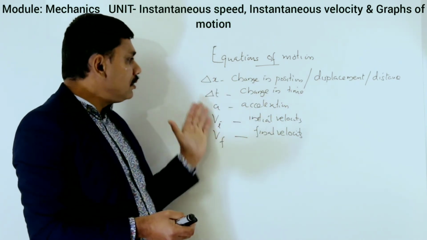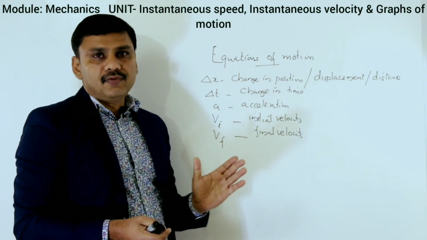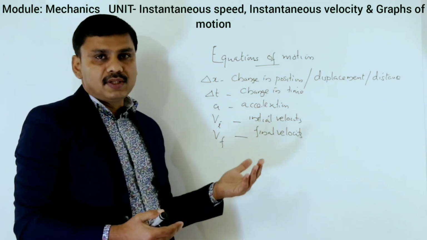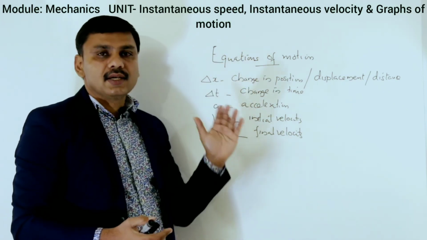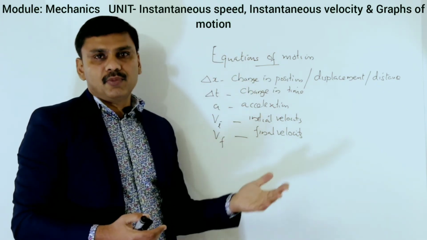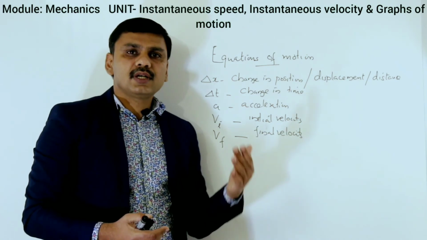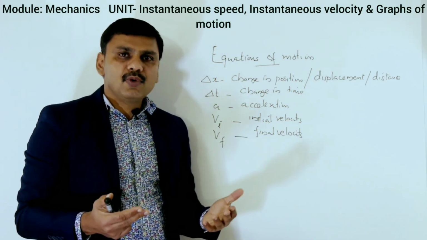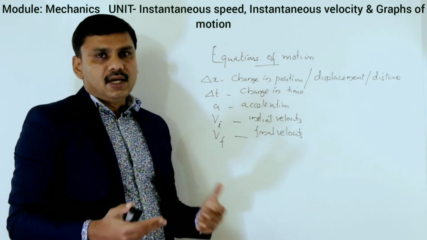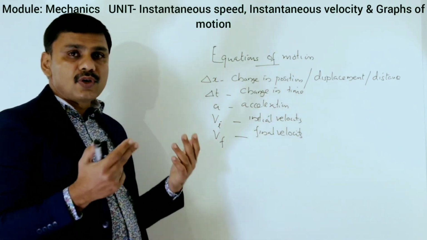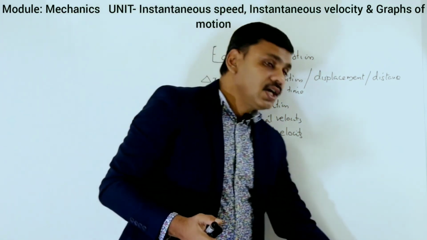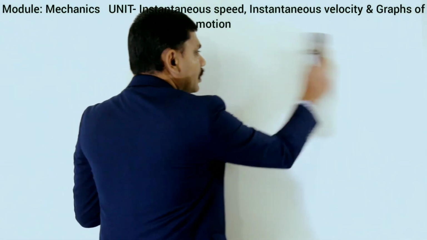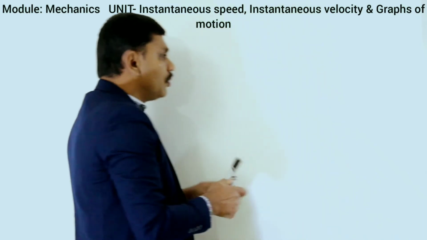By connecting these variables, we form the equations. That's why they are named equations of motion. So what do equations of motion represent? They are equations which represent the motion of the object. So which are the equations of motion? There are 4 equations of motion.